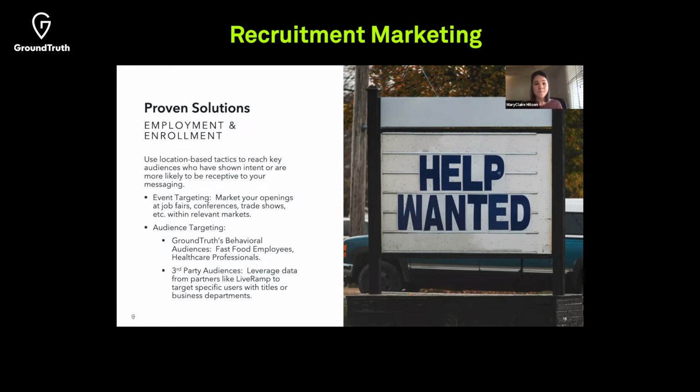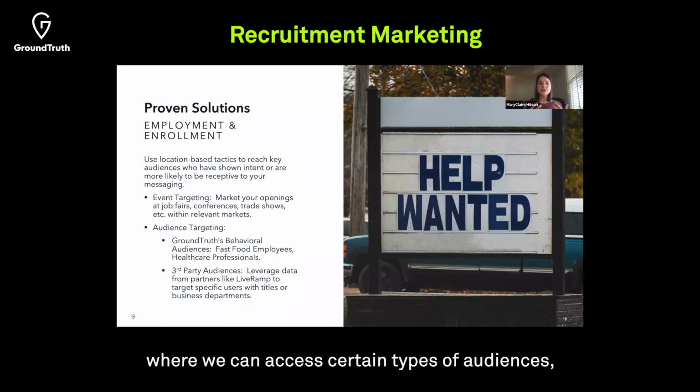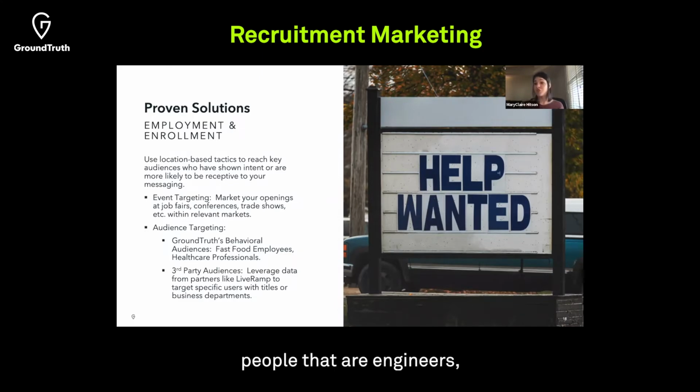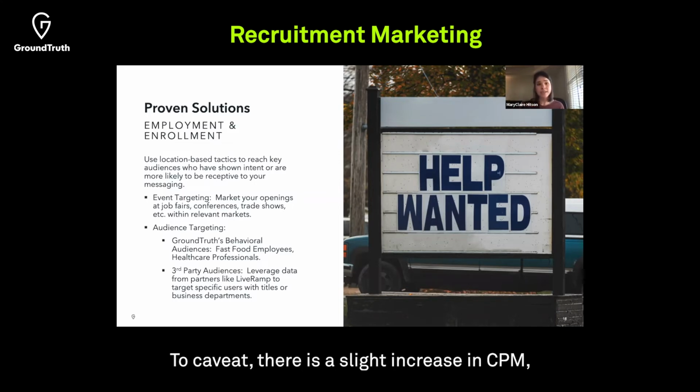Something else to consider is that we have access to third-party audiences. Those live within LiveRamp, where we can access certain types of audiences like decision makers at companies, CMOs, people by business departments, so people that are engineers, human resources, finance, you name it. So that is actually an option that we can layer on to your campaign. To caveat, there is a slight increase in CPM, but it's very attainable and minuscule. So it's something to think about, something to ask your ad expert or your dedicated account executive about, should that be something that you're interested in leveraging.